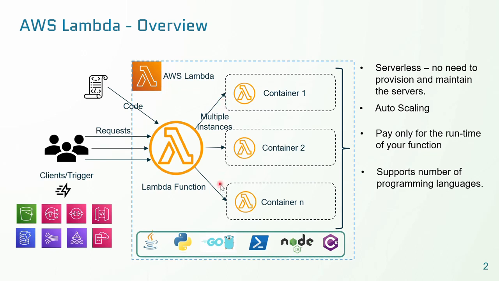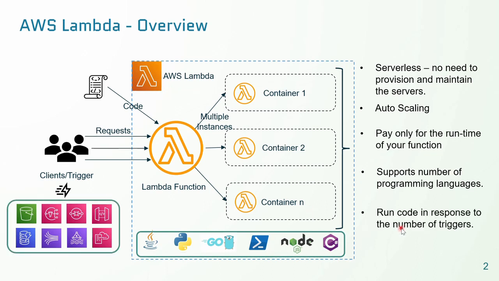It supports a number of programming languages like Java, Python, Go, PowerShell, Node.js, and C Sharp. Run code in response to a number of triggers. To name a few: a file upload event in S3, SNS messages, and SQS, API Gateway, DynamoDB table data changes, Kinesis streams, etc.